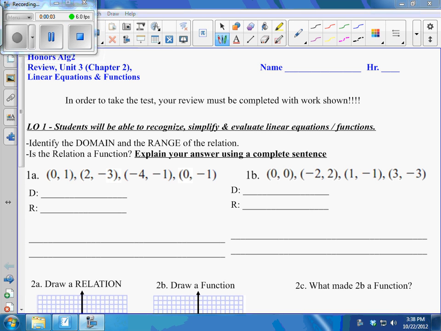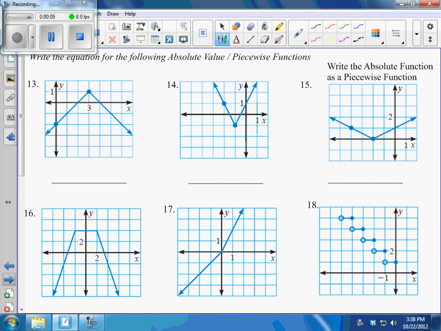Okay, ladies and gentlemen, today I'm only going to be able to get up the second page of the answer key, and I will get the first page up tomorrow. But since we're doing the graphing as our first objective, I thought I would focus on page 2.